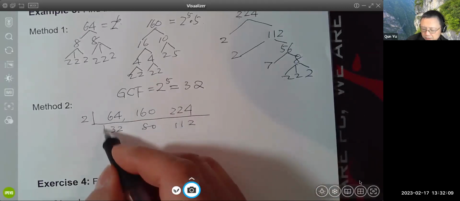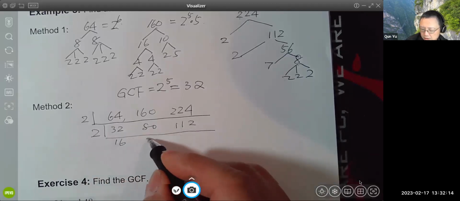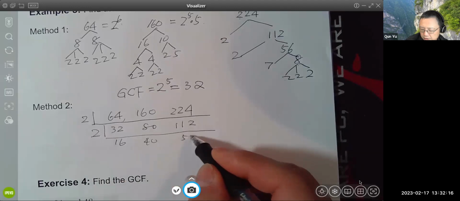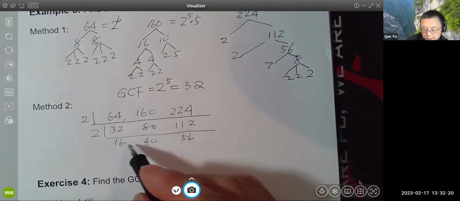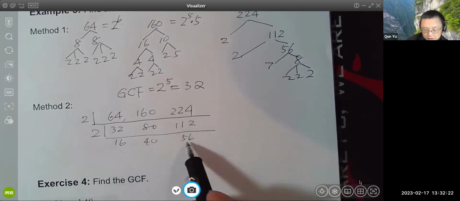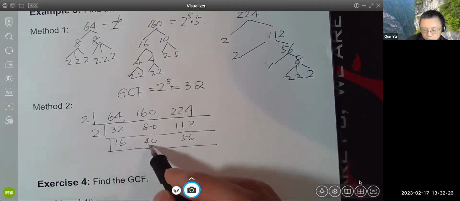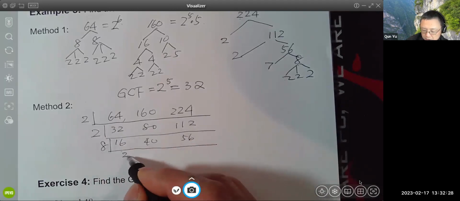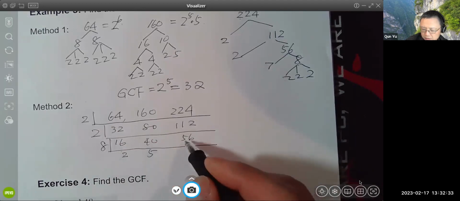So it can still be divided by 2. Divided by 2 is 16. This is 40. This is 56. Can still be divided by... If you say 8, that's perfect because you know they all can be divided by 8. Let's do 8 as long as it's common to all. Okay. 16 divided by 8, that's 2. 40 divided by 8, that's 5. 56 divided by 8, that's 7.